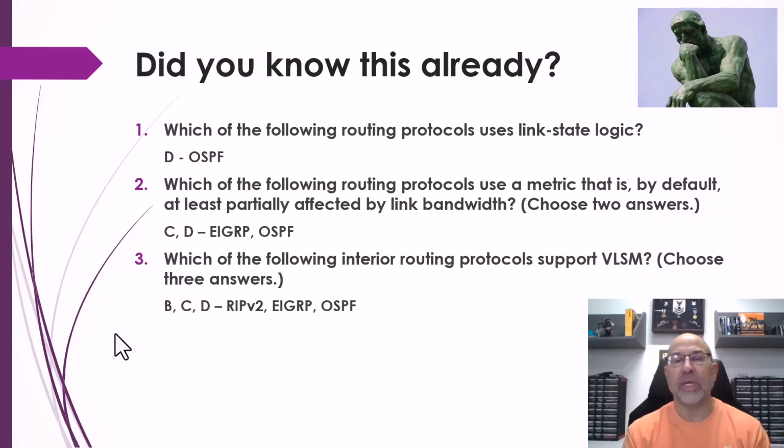Which of the following interior routing protocols support variable length subnet mask? Well, that was everybody except RIP version 1. RIP version 1 was what we call classful, so everybody else now does variable length subnet masks.